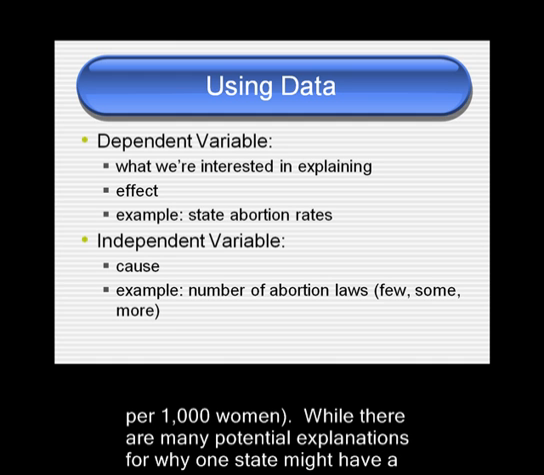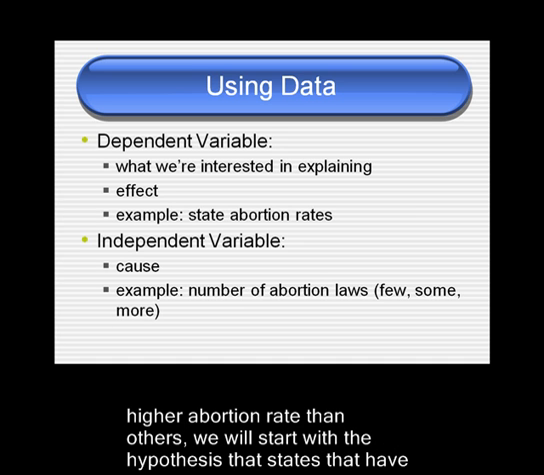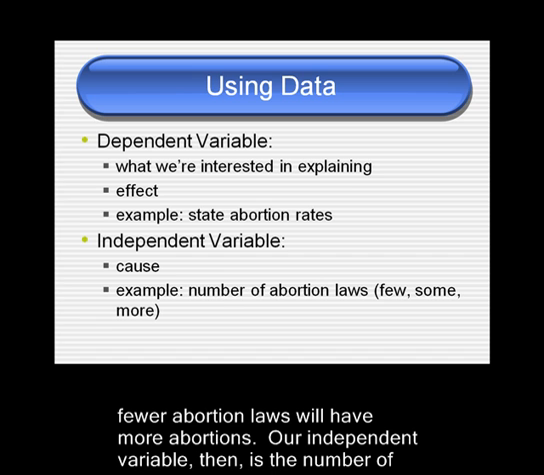While there are many potential explanations for why one state might have a higher abortion rate than others, we will start with the hypothesis that states that have fewer abortion laws will have more abortions. Our independent variable, then, is the number of abortion laws.